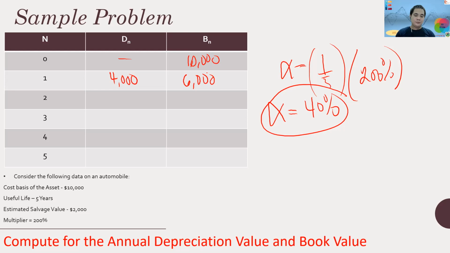Succeedingly, this is 2,400. This is 3,600. This is 1,440.